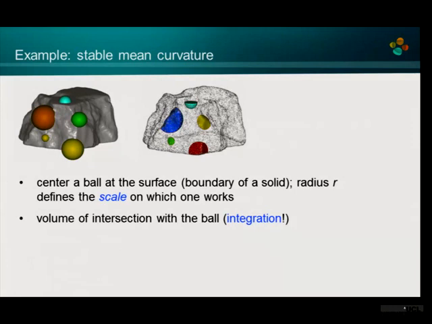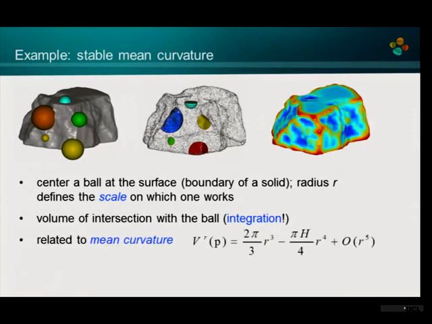And so the volume of intersection must be related to some curvature, and a more detailed analysis shows it is related to what we call mean curvature. I will say a little bit more later on what this mean curvature actually is. So you see here this Taylor expansion of the volume of this intersection with respect to the radius. The first part is the expected part. This is half the ball volume.